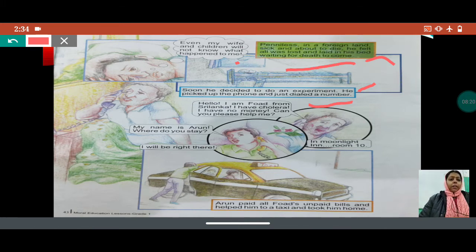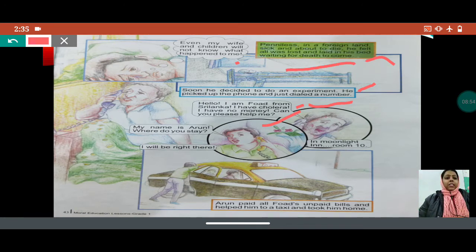He called a number and he said, "Hello, I am Ford from Sri Lanka. I have cholera. I have no money. Can you please help me?" Now he called a random number and introduced himself: my name is Ford, I am from Sri Lanka, and he also told that he has got a disease named cholera and he has no money. He explained everything about himself, and at last he asked for help.